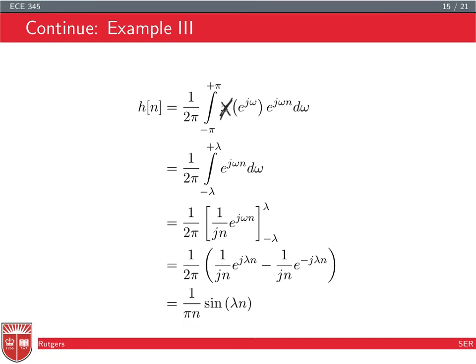If we plot this, it looks like the sinc function, if you've seen it before. If you think of x as real and plot the continuous function, it would be f of x equal to 1 over pi x times sine of lambda x. If you plot this, you're going to get the plot on the next slide.